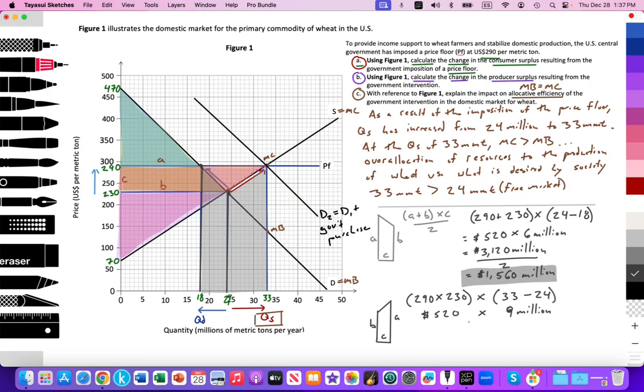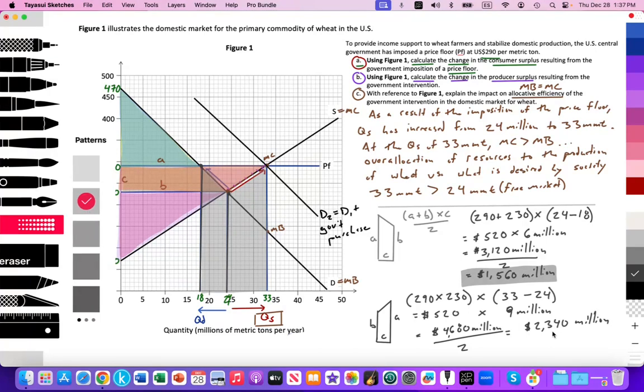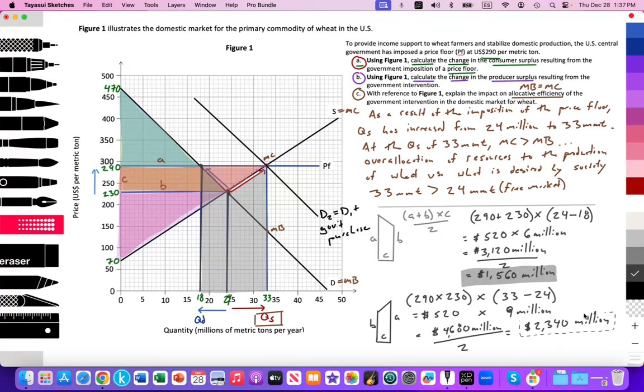Okay, and that's going to work out to 4,680 million. And I'm going to divide that by 2. And so I'm going to get the final value of 2,340 million. Great, I got that area. So I'm going to highlight that, and I just need to add those two.